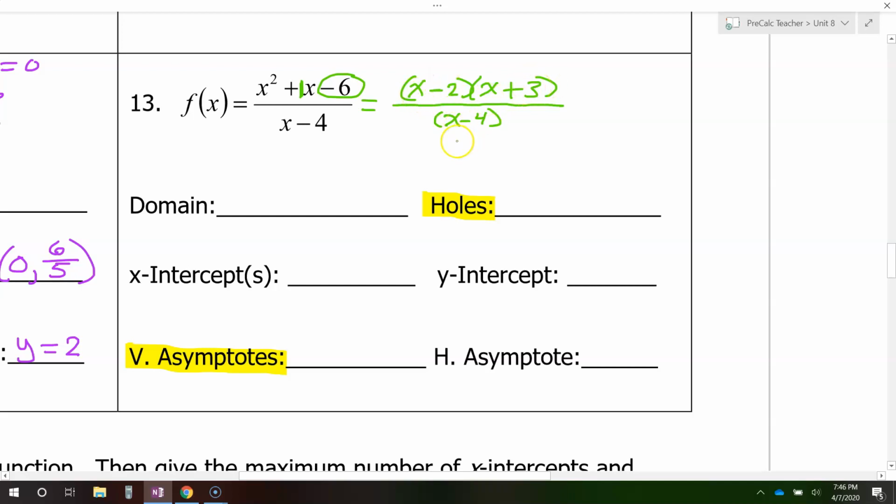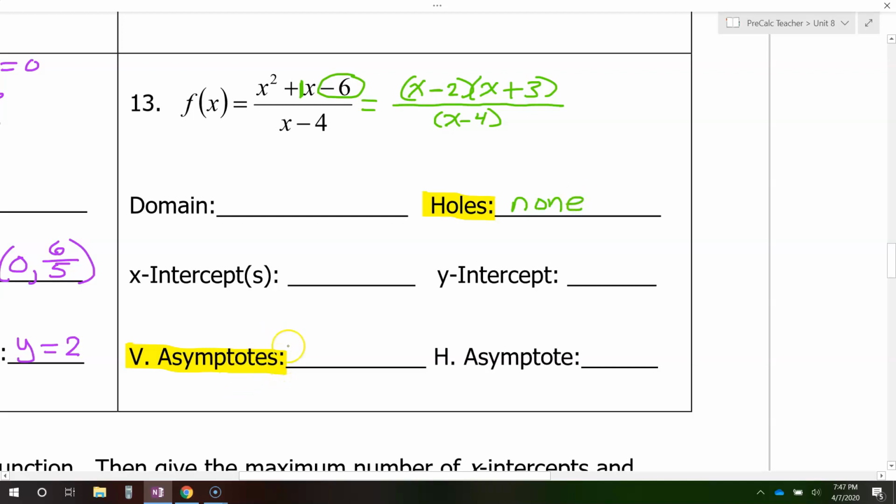Nothing cancels out. I don't have any factors that are the same. If one of these had been x minus 4, that would cancel the x minus 4. That would give me a hole at x equals 4. But as it is, there are no holes, so I'm just going to say none.